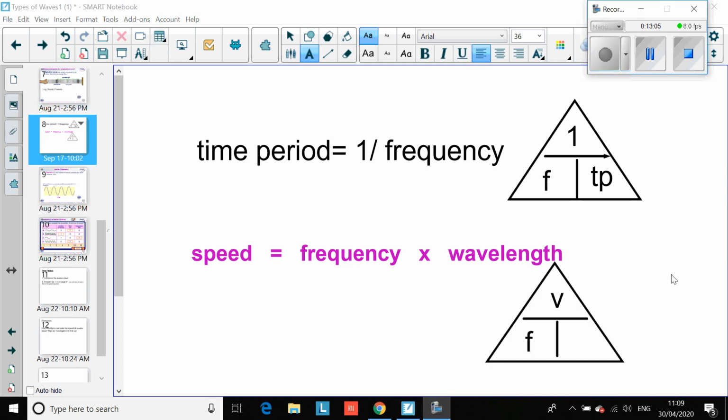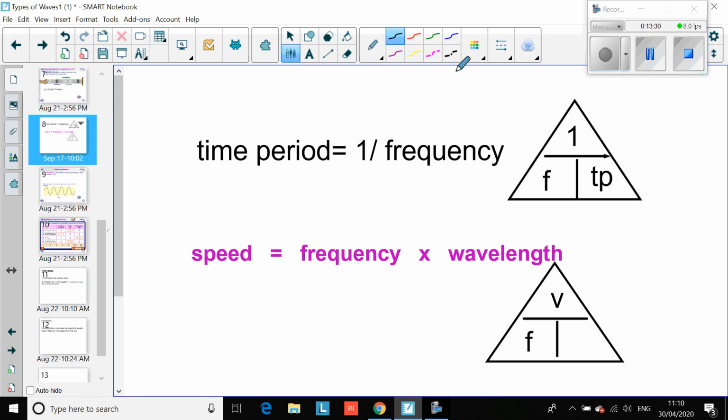Okay, now the other equation that you need to know is this one. Speed equals frequency times wavelength. Now, a little bit confusing here. Speed, when we triangle it up, actually is the velocity of the wave. So I've had to put it in as a v. Okay, so velocity of the wave divided by frequency will give you the wavelength. So you can see I've already triangled it up for you, but I haven't put in wavelength because wavelength is denoted with a little Greek symbol. I can't draw it very well on here, but you get the idea. You'll need to look that one up in your revision guide.